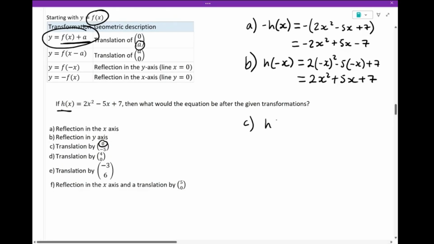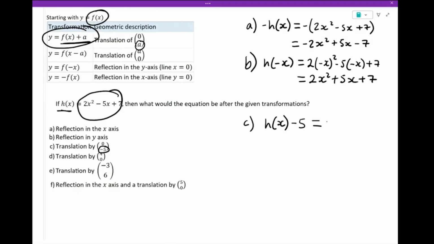Okay, it's going to be h of x. And then what is our vertical component of our translation? It's negative 5, so I'm going to add that on. So we'd have h of x subtract 5. So I now need to go to the right-hand side and subtract 5 from it to get my final answer. So the 2x squared and the negative 5x stay the same. Plus 7, well, if we subtract 5, we get plus 2.